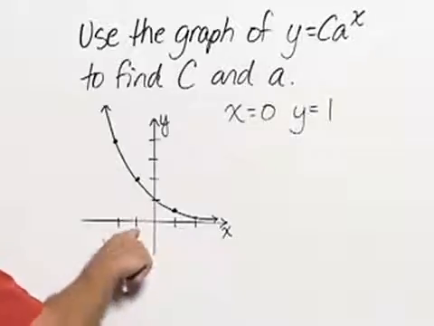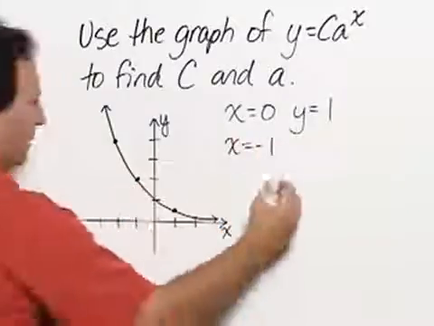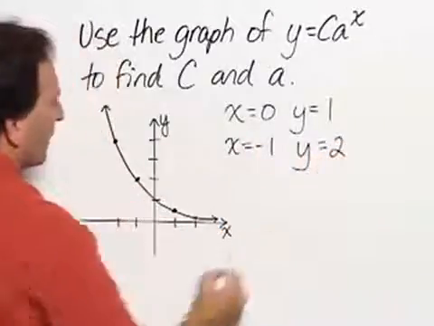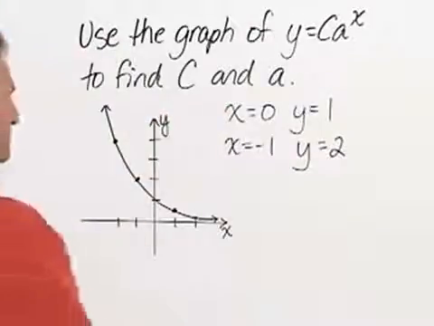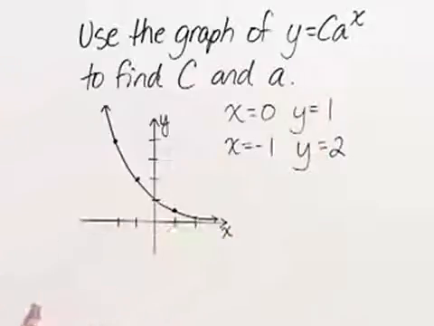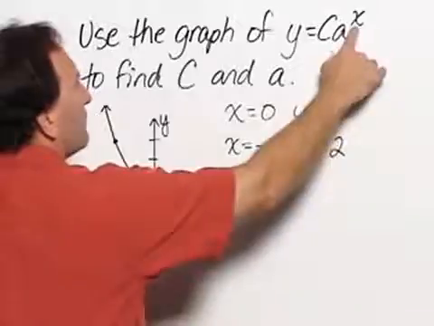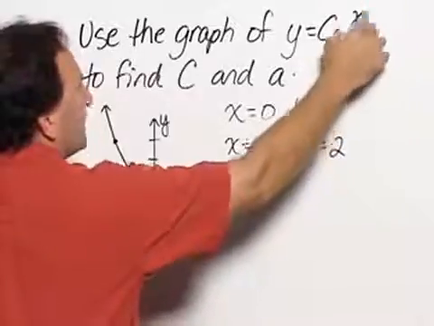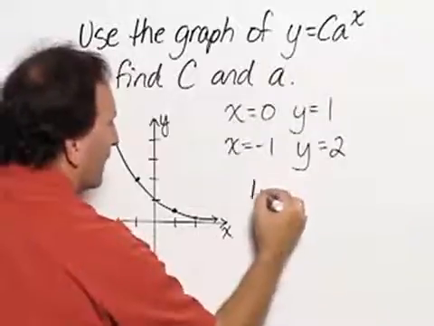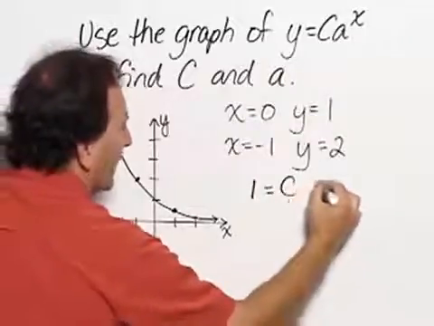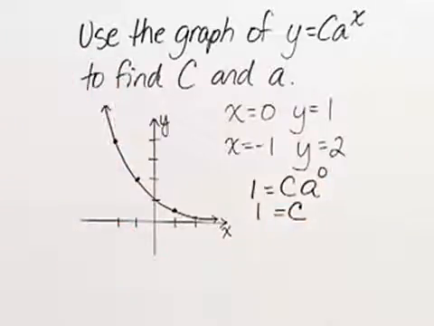Let's choose this one. When x is equal to -1, y is equal to +2. The reason that we pick this one is it allows us to determine what the value of c should be, because when we substitute in 0 for x, a to the 0 becomes 1 and we get y equals c. In other words, we'll have 1 equals c times a raised to the 0, so c is equal to 1.